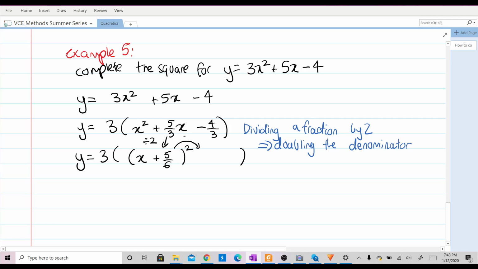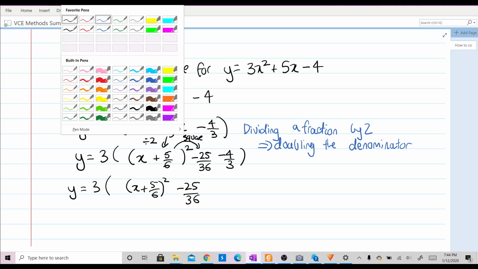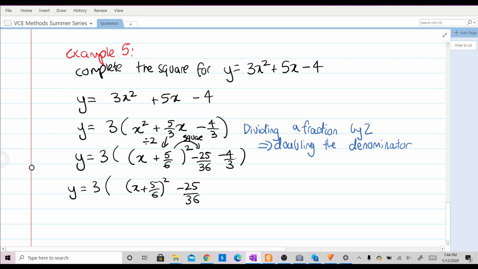Then we're going to square it. That becomes minus, always, 25 on 36 minus 4 on 3. Once we have this, it's just a matter of simplifying those two numbers on the outside. So that's minus 25 on 36. 4 on 3. To get a denominator of 36, we need to multiply this by 12 over 12. So this will be negative 48 on 36.